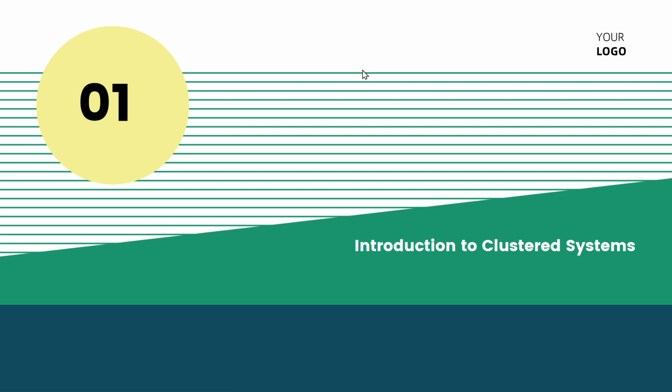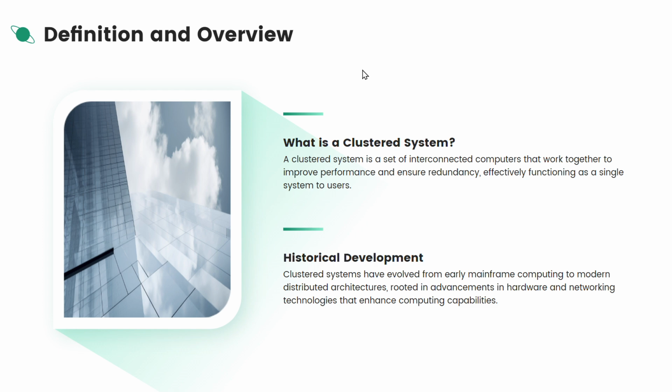Introduction to clustered systems. Definition and overview. What is a clustered system? A clustered system is a set of interconnected computers that work together to improve performance and ensure redundancy, effectively functioning as a single system for users.